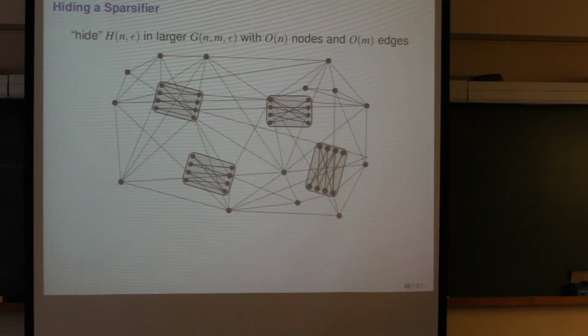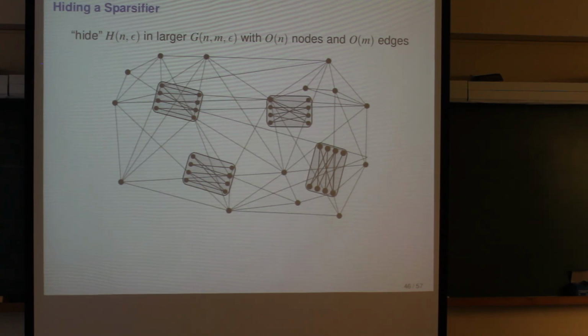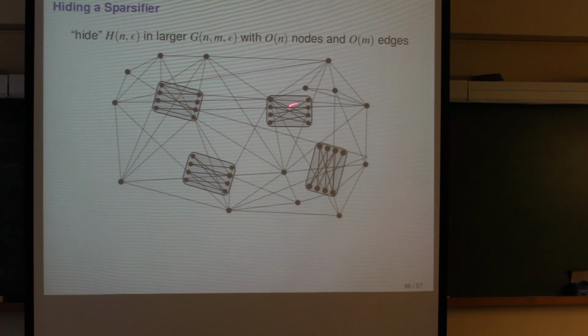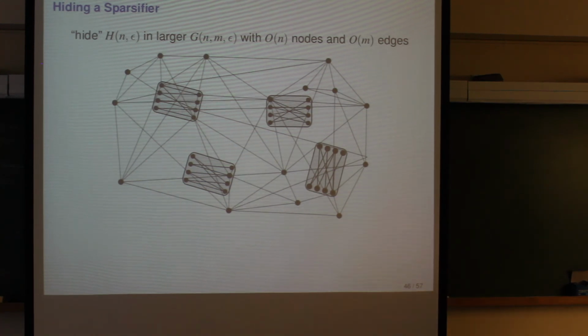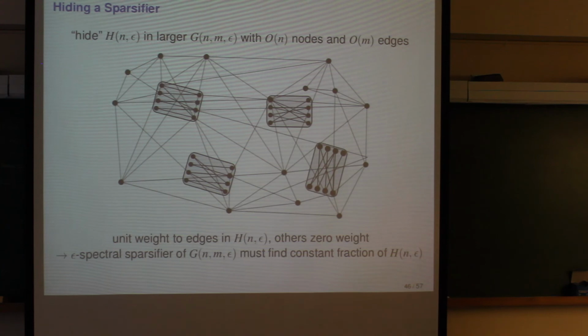And now the idea is you take this graph which cannot be further sparsified, and you hide it in a larger graph. You add a lot of nodes and edges, and you hide these different copies. You set a weight of 0 on these edges, and these have a non-zero weight. Then you can prove that any epsilon spectral sparsifier of this large graph must identify all these smaller subgraphs.